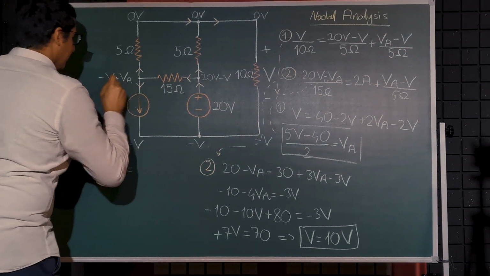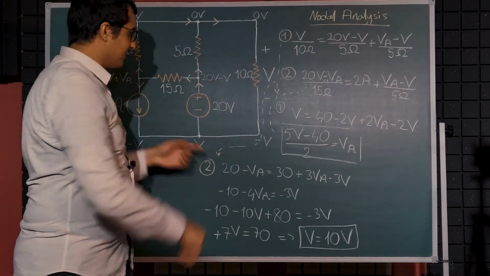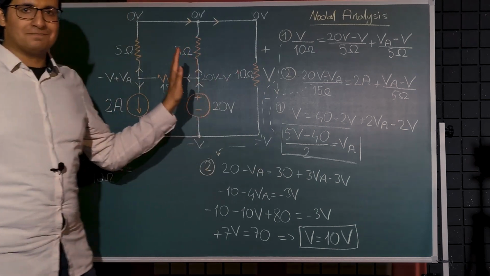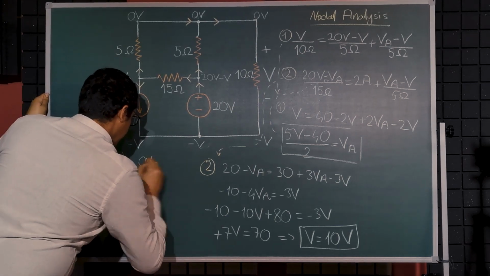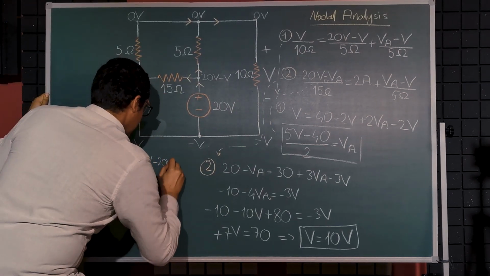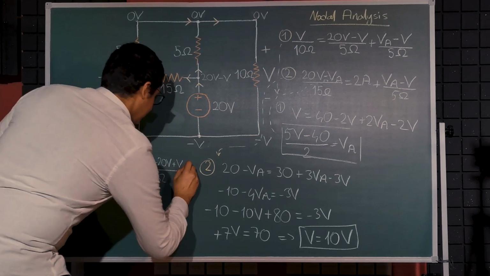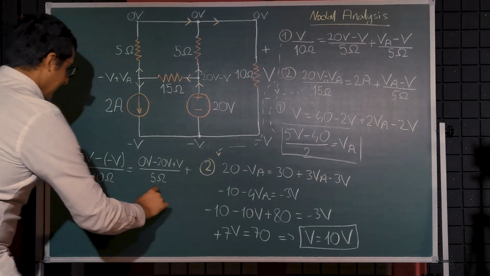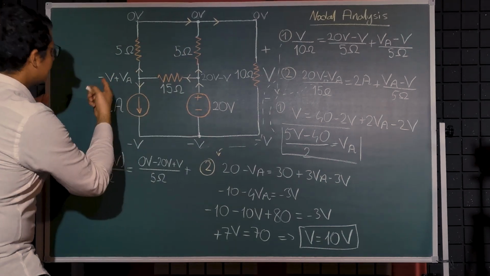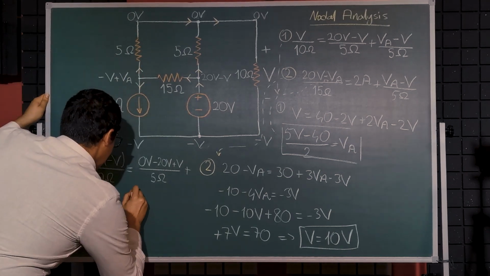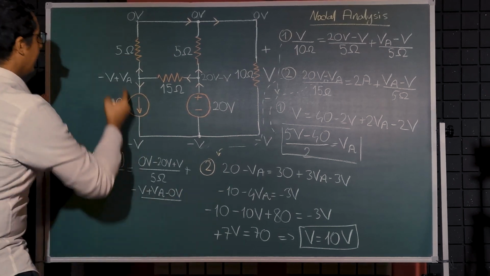That means this should be minus V plus VA. So all nodes go down by V. Actually, I shifted the entire circuit down by V. That's all. Therefore, this current would be 0 volts minus 20 volts plus V, divided by 5 ohms. And I just ran out of space here. Let me write down here the last current, which would be minus V plus VA minus 0 volts minus V plus VA minus 0 volts, divided by 5 ohms.